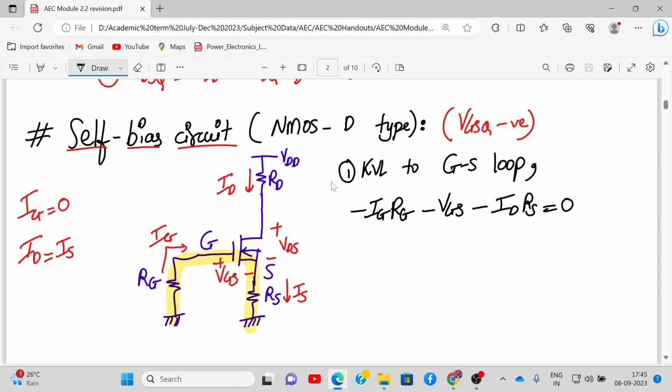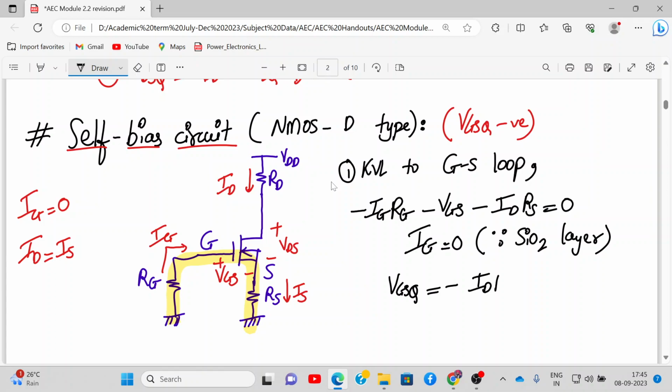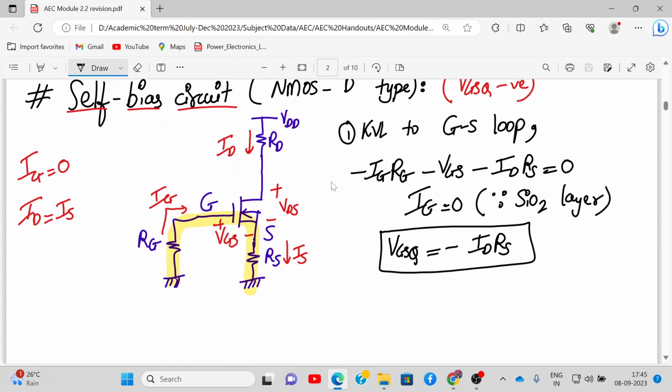Is this understood? But IG is 0 because of the SiO2 layer, the silicon dioxide layer. Okay. So what do we get VGSQ as? Minus ID RS. So VGSQ is negative. See, that's what we want. Got it? Everyone understanding?